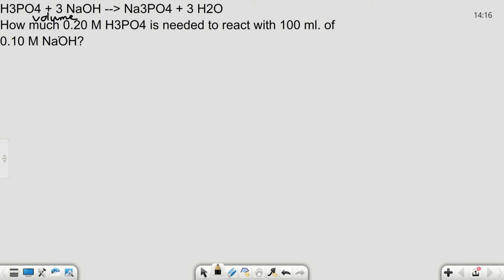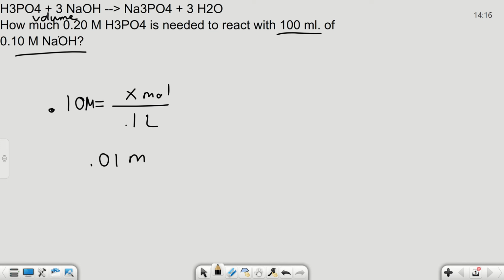So the approach we would take is basically we're trying to figure out the volume of H3PO4. But I know the volume and the molarity of NaOH. So I would do a molarity calculation here to figure out the number of moles. I have 0.1 liter, since 100 milliliters is 0.1 liter, and I want to figure out the moles. So this is just 0.1 times 0.1. I'm going to do that right now. There's 0.01 moles of NaOH present.